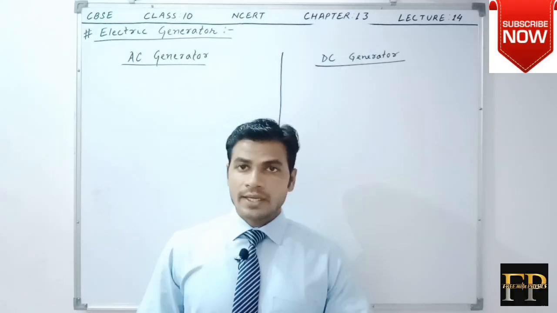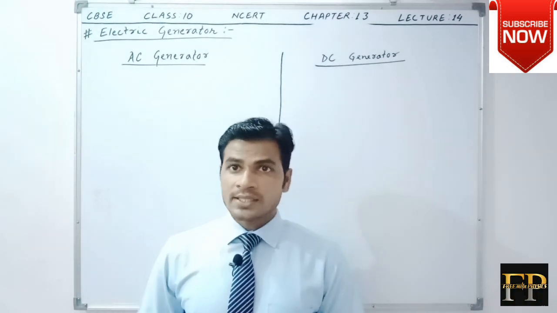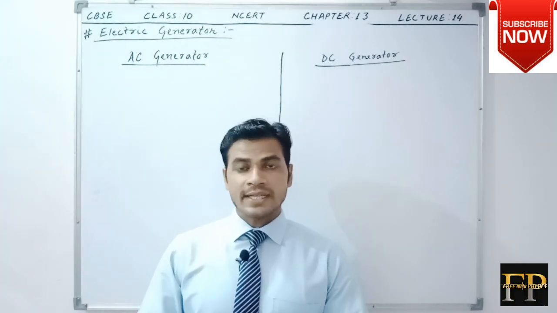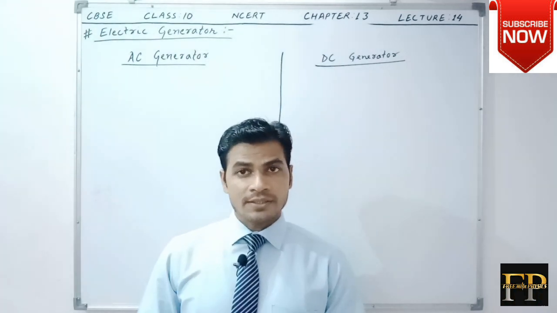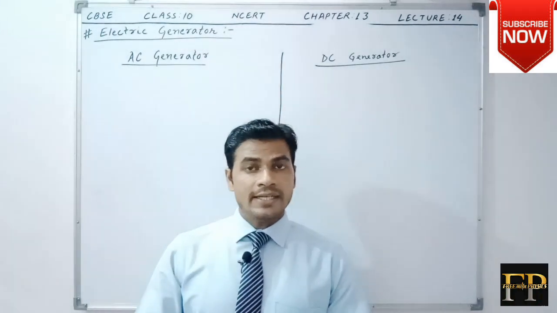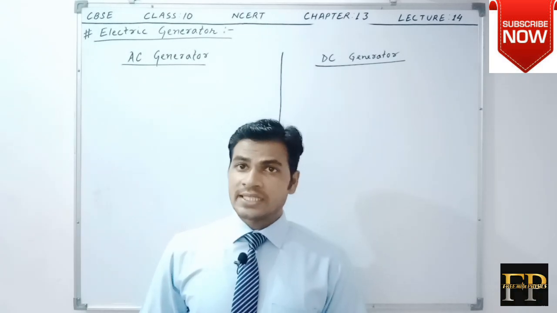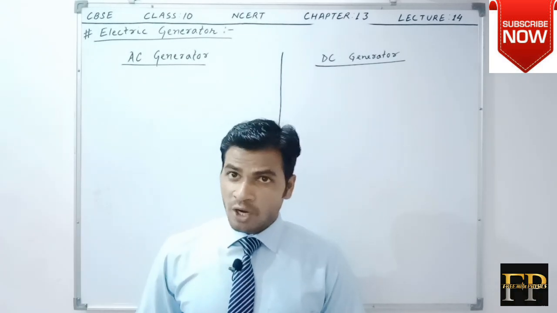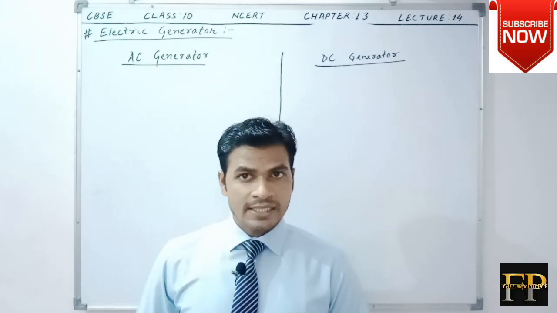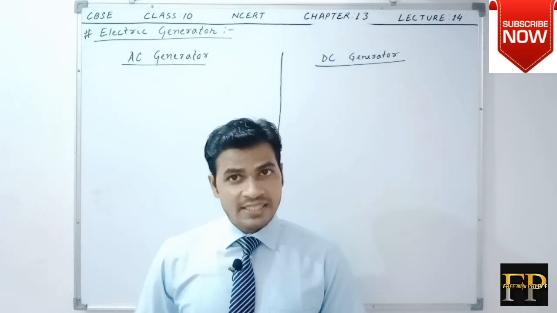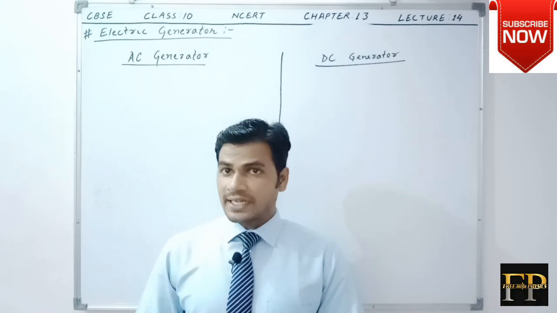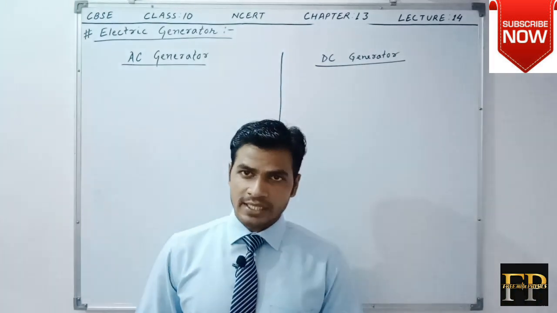Hello students. In the previous lecture, we were discussing electric generators and we got to know that there are two types of electric generator. First one is AC generator and the second one is DC generator. We also got to know that the generator which produces alternating current is called AC generator and the generator which produces direct current is called DC generator.